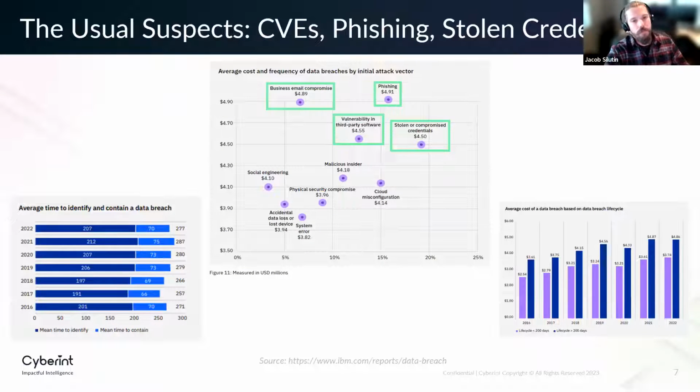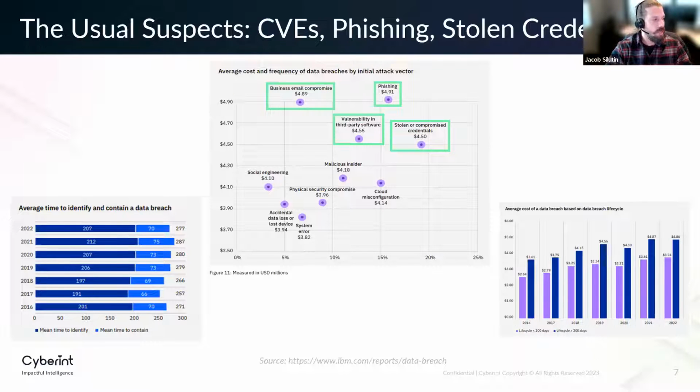Now, if we look at the major attack vectors, we see that we have the usual suspects, as we call them: email compromise, phishing, vulnerability in third-party software, stolen and compromised credentials. We also have cases of malicious insider, social engineering, and so on. So these are the average cost and frequency of data breaches by initial attack. If the attack originated from phishing, that will be the average cost. If it originated from stolen credentials, that will be the average cost.